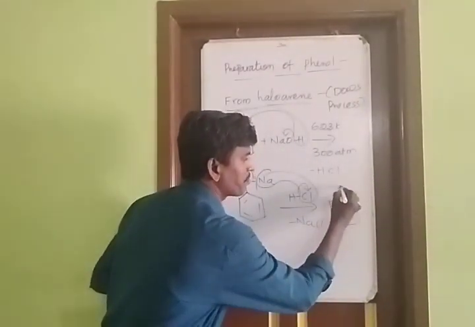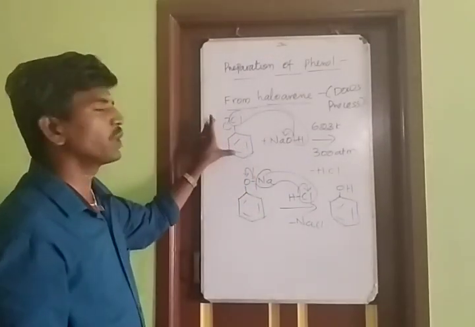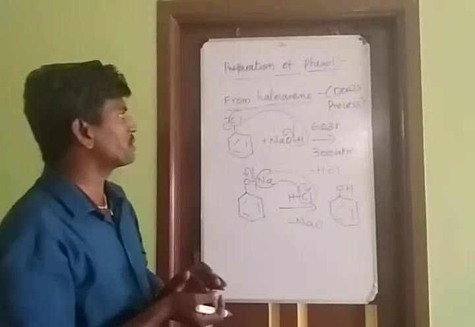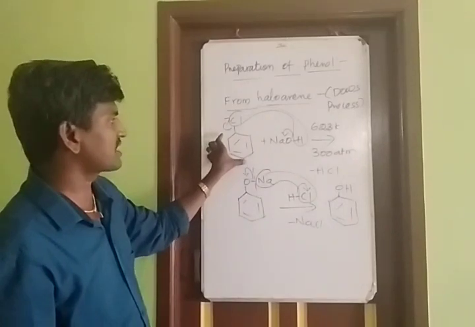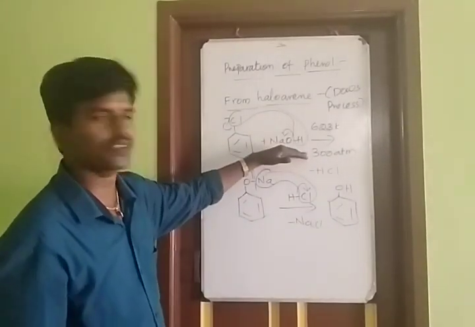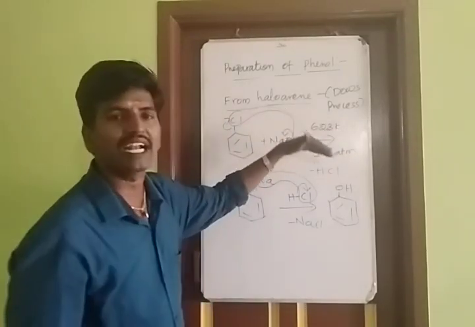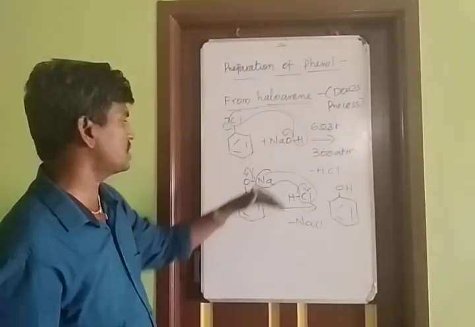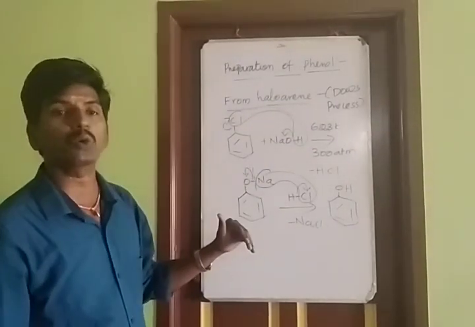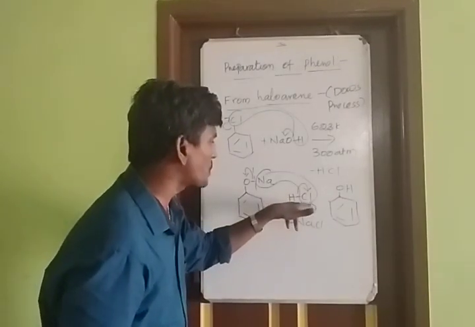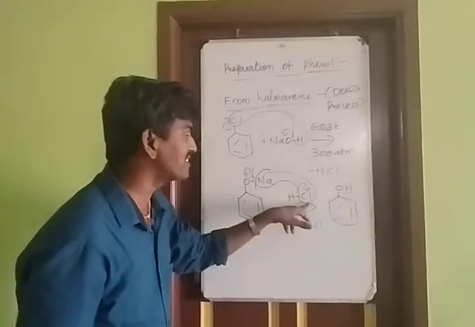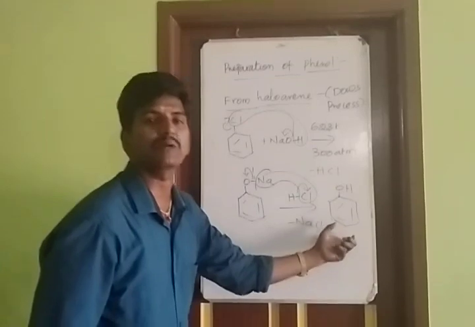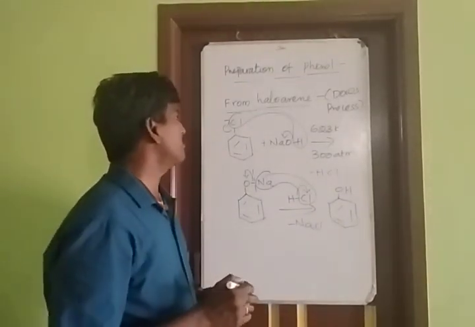Preparation of phenol from haloarine. This is an important naming reaction, another name is Dow's process. How will you prepare phenol from haloarine? For example, chlorobenzene reacts with sodium hydroxide heated at 623 Kelvin and 300 atmospheric pressure. In this condition, it undergoes nucleophilic substitution reaction. You can get sodium phenoxide. Then we have to do acidification, so I am going to add hydrochloric acid. This Na plus combines with Cl minus. It gives NaCl, NaCl is removed. O minus H plus, it becomes phenol. So that is preparation of phenol from haloarine.